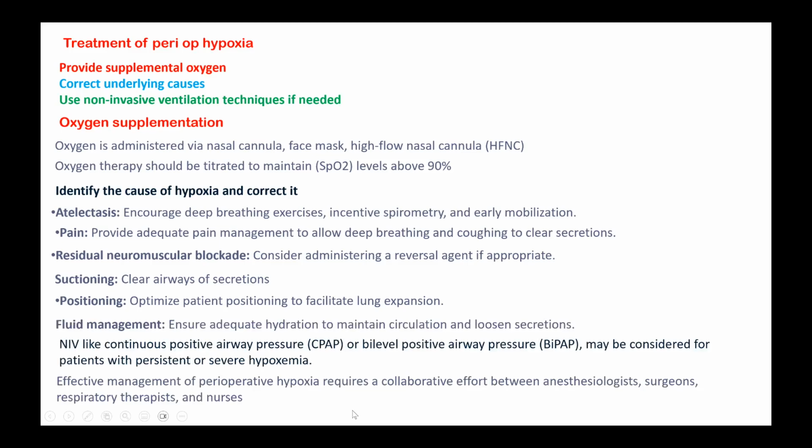And the effective management of perioperative hypoxemia is a collaborative effort between the anesthesiologists, surgeons, respiratory therapists and nurses. So it is not only our job, but also the surgeon can help by releasing the tight bandage in the abdomen, especially after laparotomy, and the nurses should be able to help the patient with positioning and encouraging deep breathing, all those things. So it is a multidisciplinary effort.